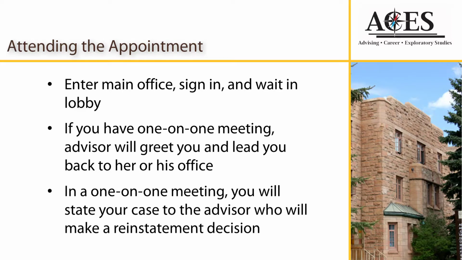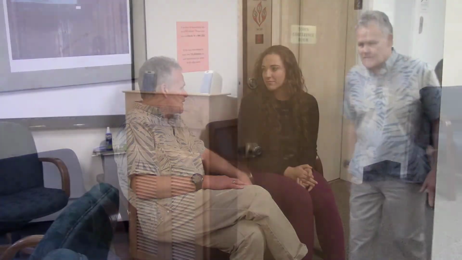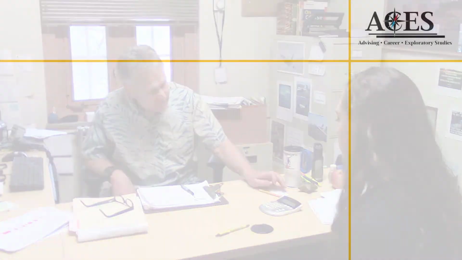The two of you will have a private conversation where you will state your case for reinstatement, and the advisor will make a decision. If you are meeting with a committee, the moderator will come to the lobby and explain the committee procedure. After the moderator assembles the panel, you will be brought into the room, state your case, answer the panel members' questions, and then wait in the lobby while the panel deliberates and votes on your reinstatement. After the panel votes, the moderator will take you back to her or his office and explain the panel's decision. So, that's your appointment.